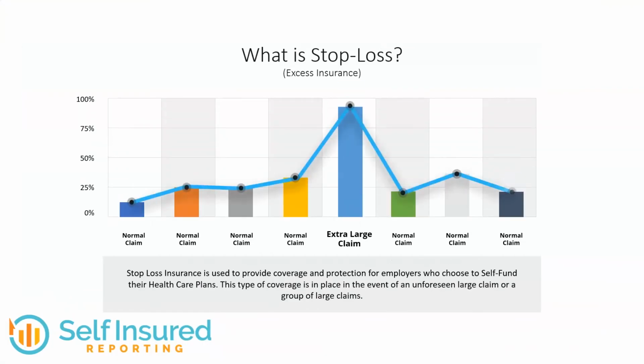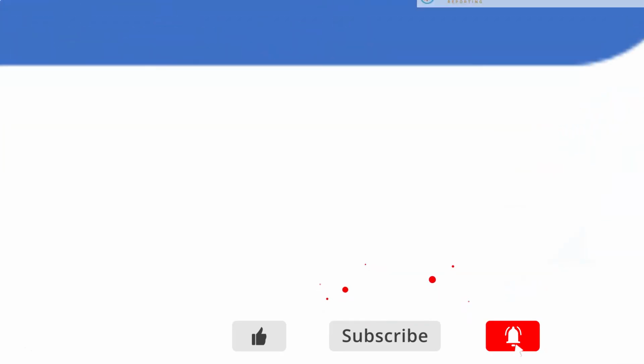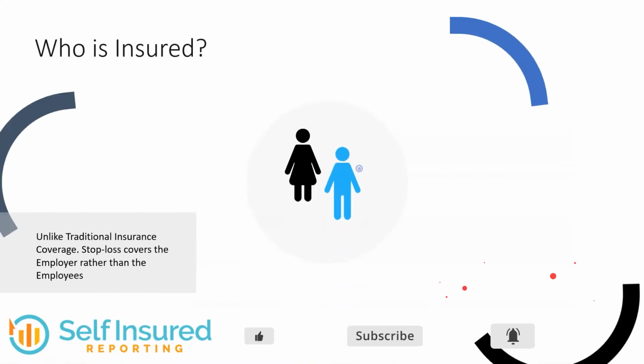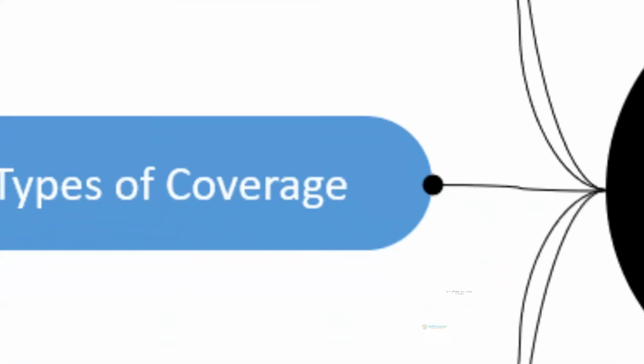Alright, so first off, what is stop-loss, otherwise known as excess insurance? Stop-loss insurance is used to provide coverage and protection for employers who choose to self-fund their health plans. This type of coverage is in place in the event of an unforeseen large claim or a group of large claims. So who's insured? Unlike traditional insurance coverage, stop-loss covers the employer rather than the employees.